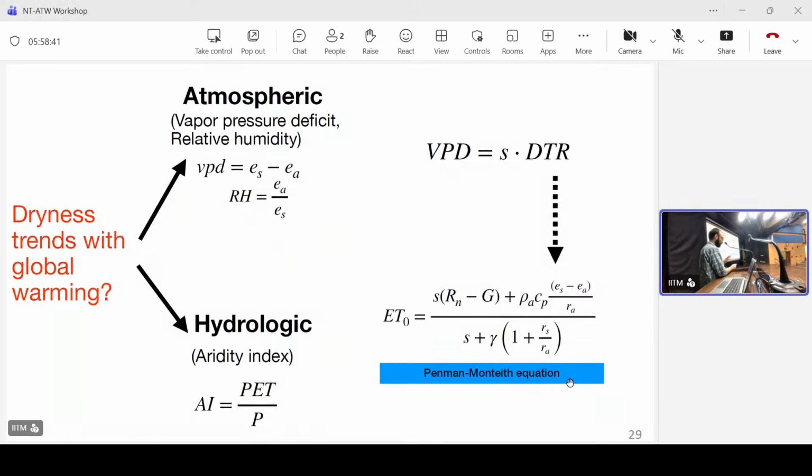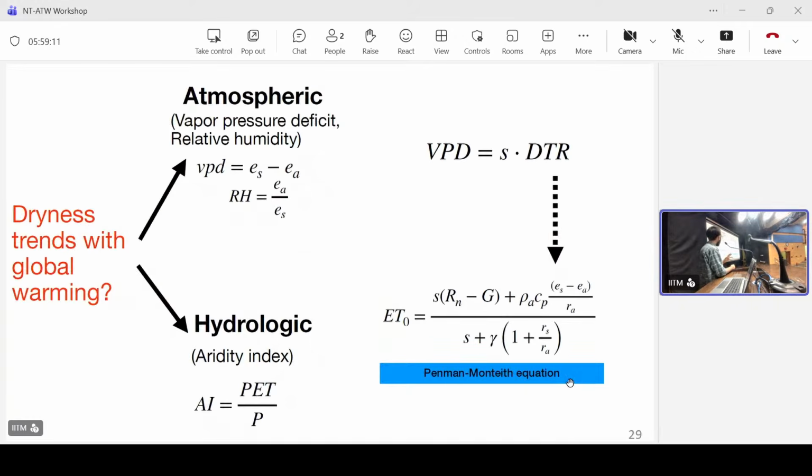So what I discussed is that there are two ways of viewing whether or not parts of the water cycle are getting dry. One is the atmospheric view, where we have an estimate VPD is equal to S times DTR. And then there is a hydrologic perspective to dryness, which uses potential evaporation, but atmosphere generally goes in as a forcing. But what I showed is that this forcing is not just radiative, it also responds to dryness of the Earth's surface, and hence a part of it should be removed.